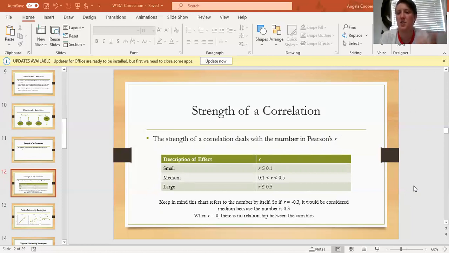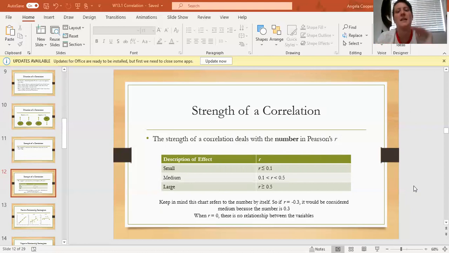And this also applies to negatives. So again, if you have a negative 0.05, that's still a small Pearson's r. Now, a medium strength Pearson's r is if your number is between 0.1 and 0.5. So if you have an r value of 0.35, that is a medium strength relationship. And if it's 0.5 and above, if the number itself is 0.5 and higher, that is a large or strong effect size for your Pearson's r.